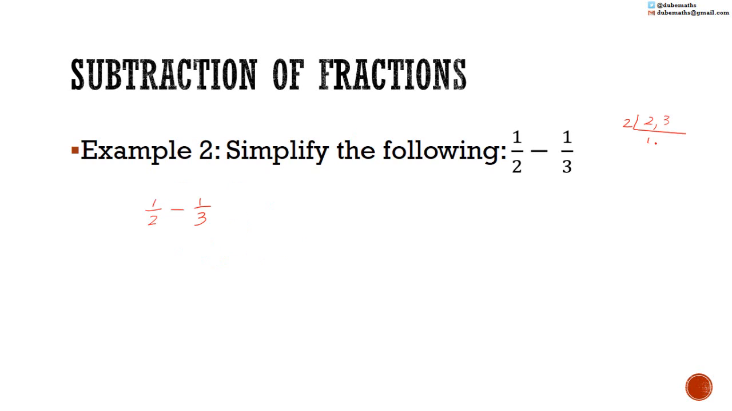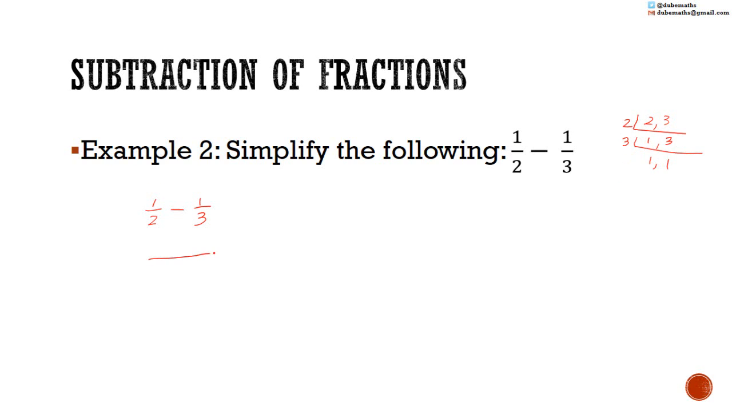2 into 2, 1. 2 into 3 cannot go into it exactly. So we write back the 3. 2 cannot go into 3 or 1. So we use the next prime number, which is 3. 3 into 1 cannot go into it exactly. 3 into 3, 1. So we finish. 2 multiplied by 3 is the LCM. The LCM is equal to 6.